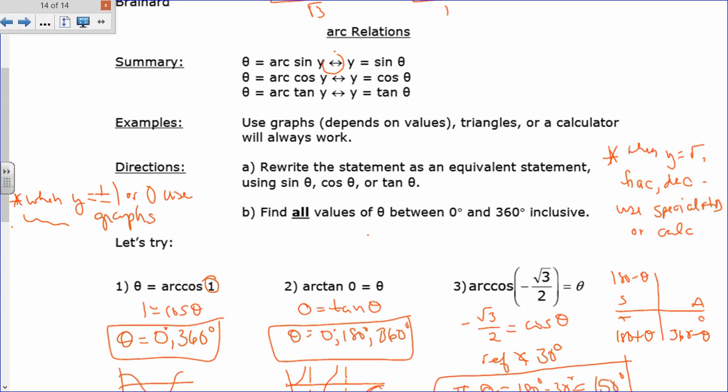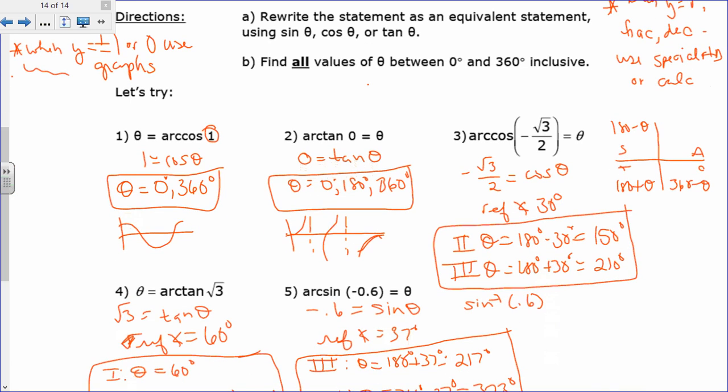Now back over here. The directions: A, rewrite the statement as an equivalent statement using sine theta, cosine theta, or tan theta. And B, find all the values between 0 and 360 inclusive. So let's try this. For number 1, I have theta equals arc cosine of 1. I'm going to rewrite it as 1 equals cosine theta. The 1 is in place of y. And cosine theta is equal to 1 at 0 and 360 when you look at the graph. You can see that.